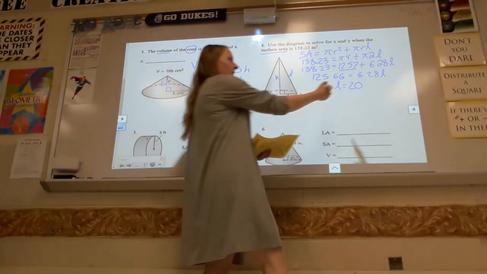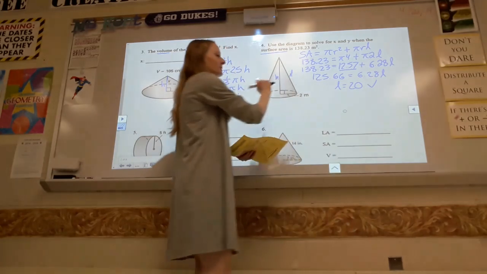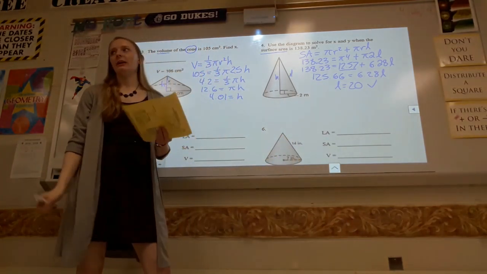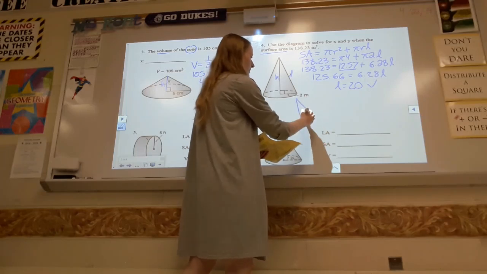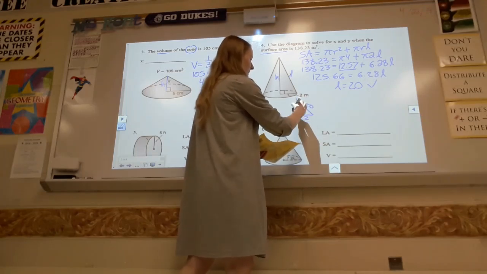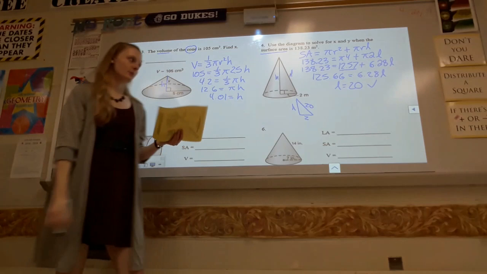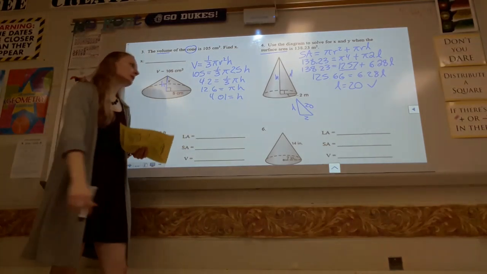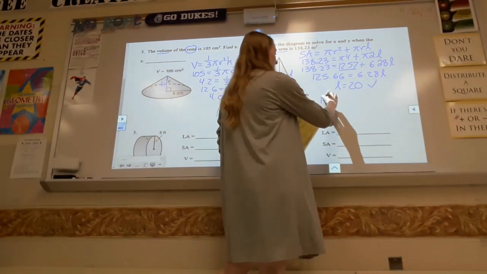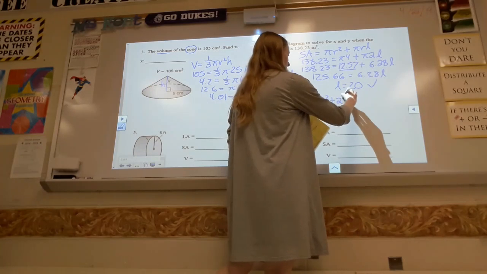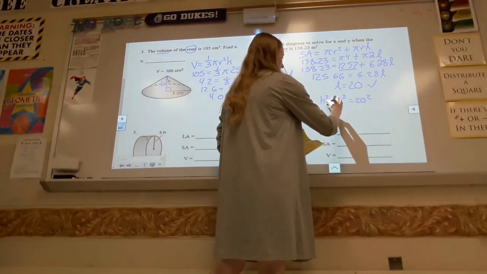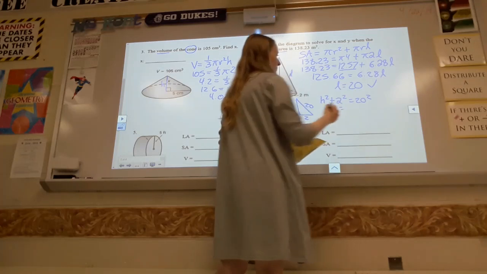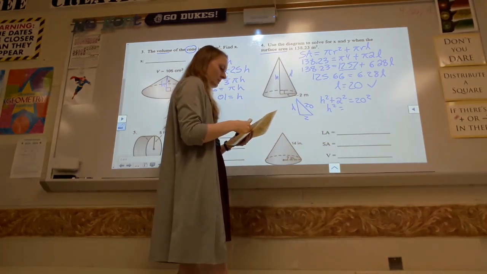So we just found L. Now, how would I use that to solve for H? Pythagorean theorem. So now I have this shape. If you want to redraw it off to the side. I just found that L was 20, and I previously knew that the radius was 2. So I can use Pythagorean theorem to solve. That would be 400 minus 4.